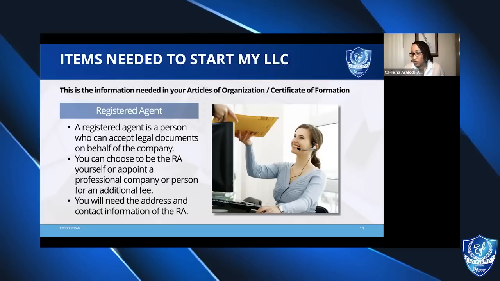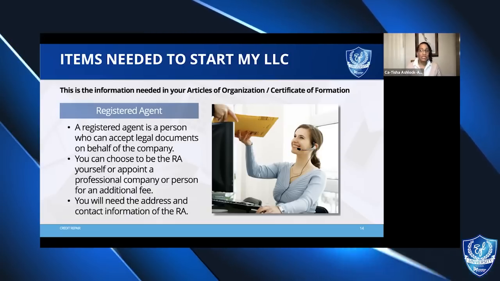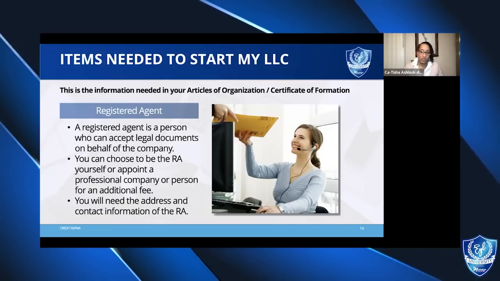Some people say, "I want to go to a state where I pay low taxes." That's good, but you know you have to have a registered agent, especially if you're not in that state, and then you have to pay some money. So just things to think about, right?